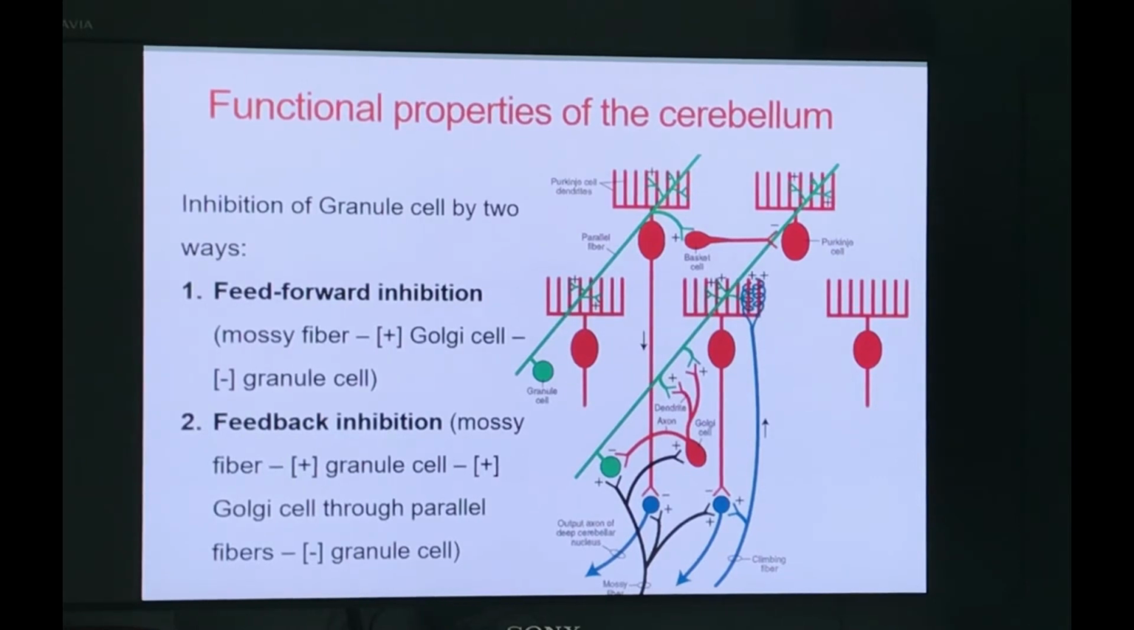So one is feed forward, where mossy fibers act on Golgi cells and the Golgi cells inhibit granule cells. In feedback, the mossy fibers excite the granule cells, then granule cells stimulate the Golgi cells, and in turn Golgi cells inhibit granule cells. So these are the two mechanisms which mainly control the actions of granule cells.